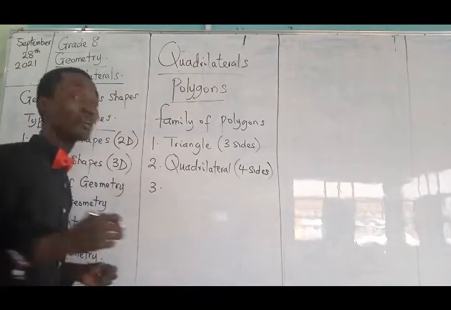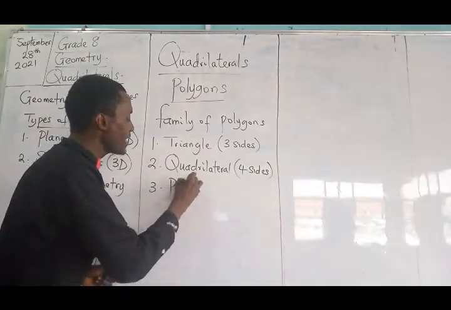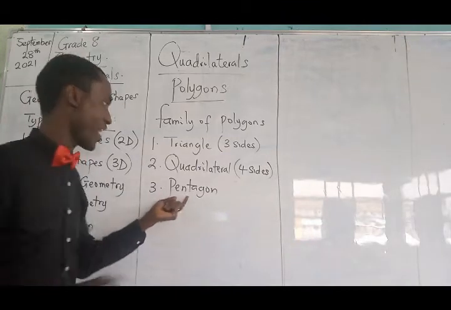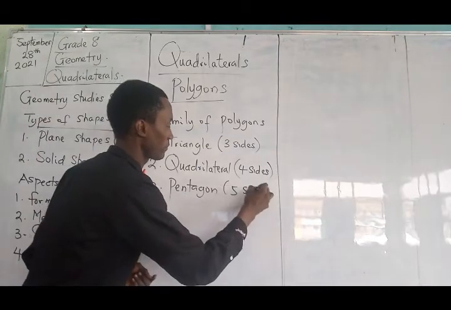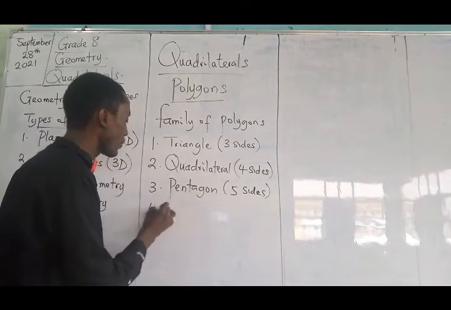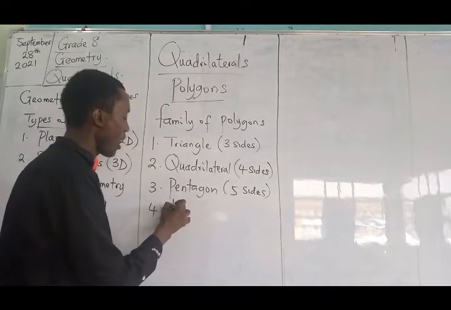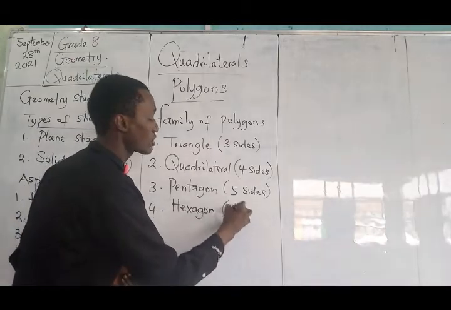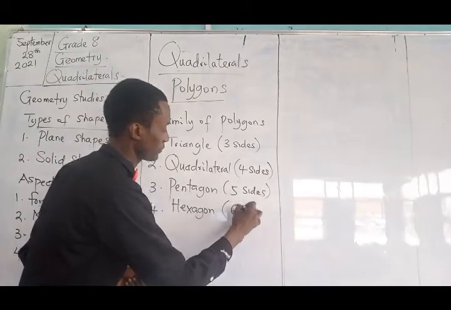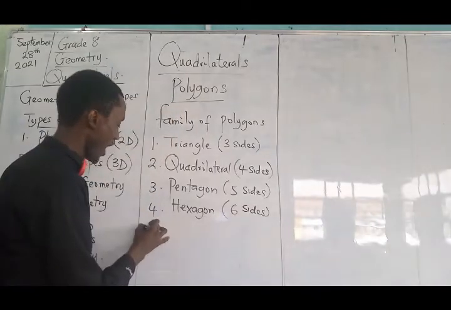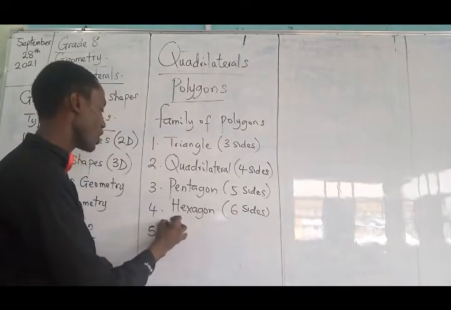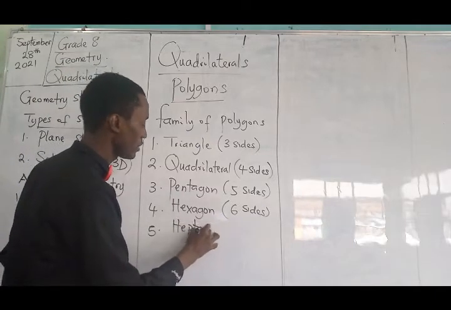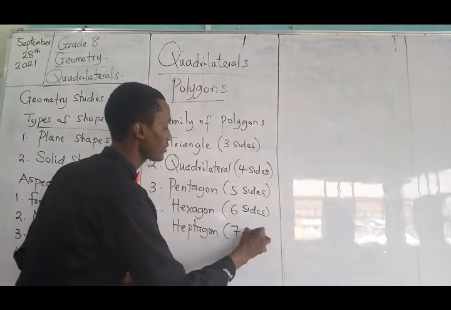Now we also have another which we call the pentagon. It will suggest what? 5. Beautiful. We have another that will be 6, the hexagon. Hexagon will suggest what? 6. And number 5, I'll stop here, we have what is called what? Heptagon. There are so many of them, and there are 7 sides.